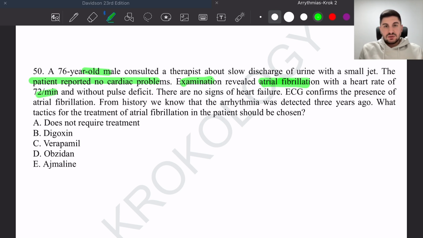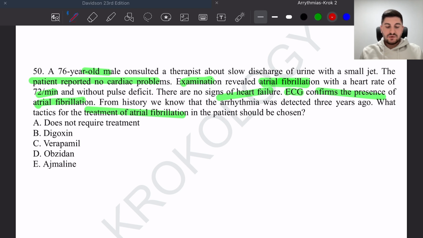The heart rate is normal, 72, and as I told you, it can be normal because the AV node is doing a good job filtering all of these impulses. There are no signs of heart failure. ECG confirmed the presence of atrial fibrillation. We found atrial fibrillation accidentally in the ECG.